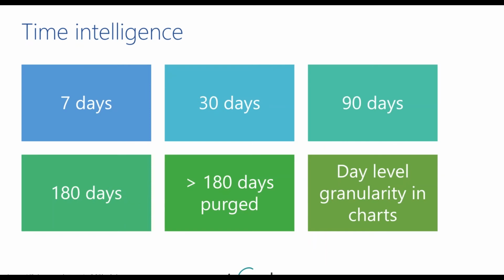I already kind of called out the time intelligence situation, so we can look at this data in 7, 30, 90, and 180 day increments. And over 180 days, that data is gone. You will not be able to go back and see that in any way.